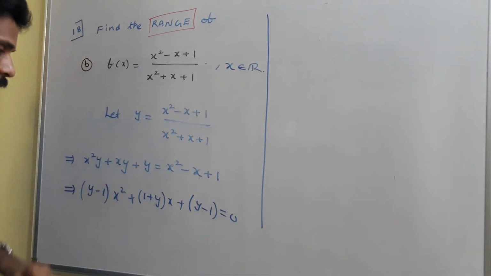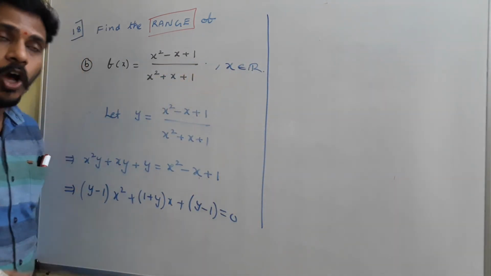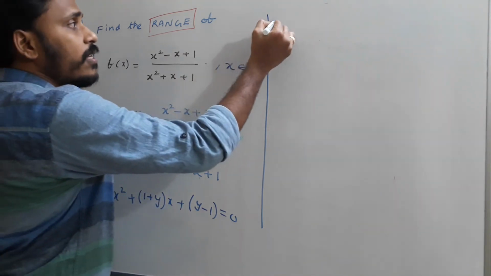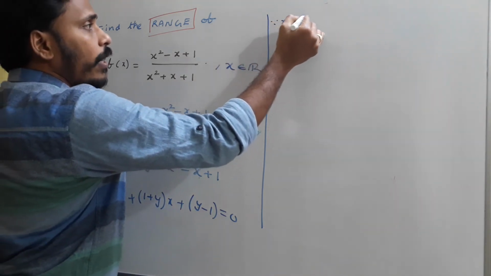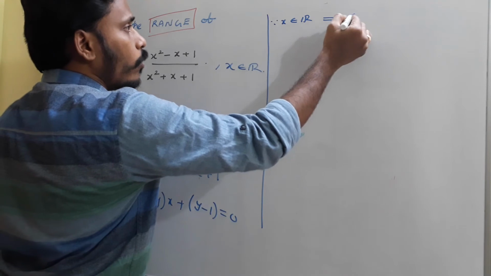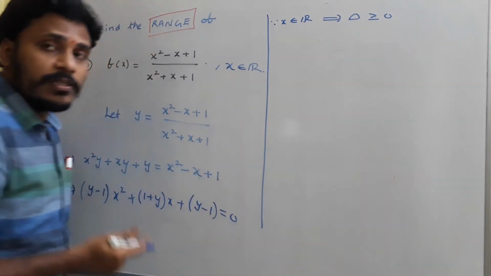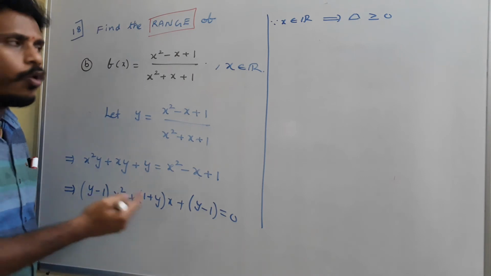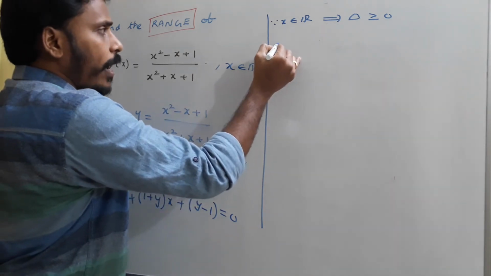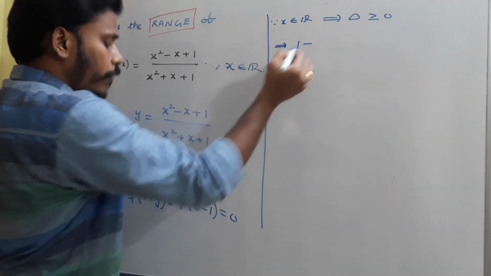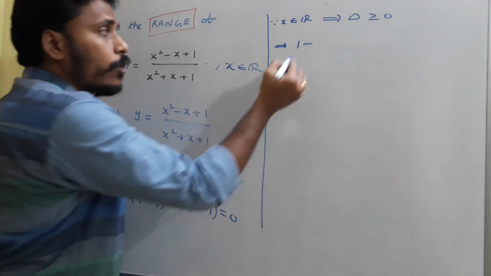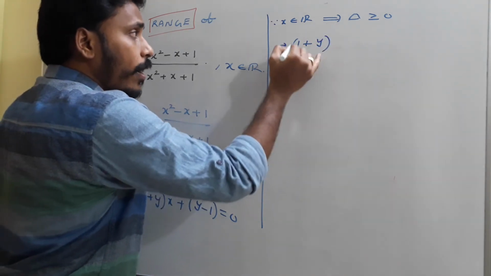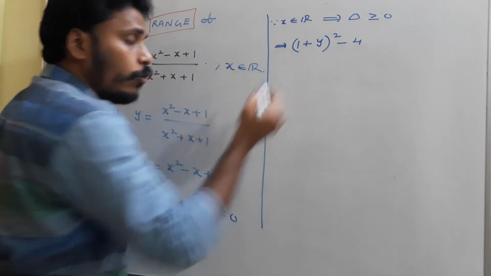So now it is a quadratic. As mentioned, x belongs to R. Since x is real, its discriminant is greater than or equal to 0. And since its discriminant is greater than or equal to 0, you need to go for the discriminant b square minus 4ac. What is b here? The coefficient of x, which is 1 plus y. So 1 plus y whole square minus 4 into AC.